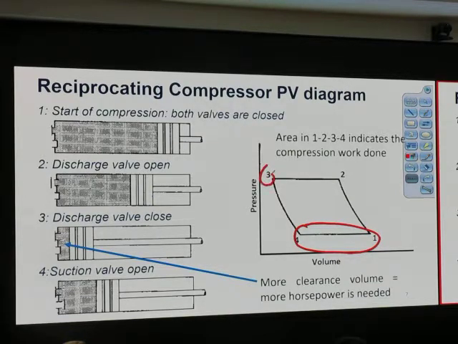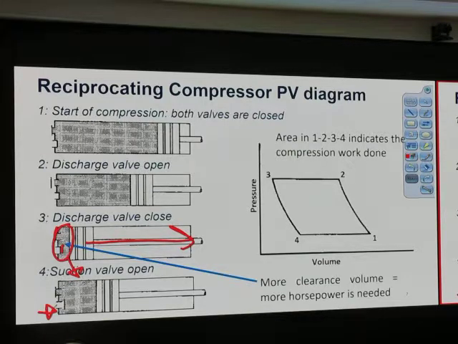From 3 to 4 is not sucking gas in. From 3 to 4 is just a decrease of pressure, expansion. So from 3 to 4, no gas is sucking in yet because the valve is closed. When we move the piston back, it allows this gas to expand and match the inlet pressure. We have to decrease the pressure first before we can suck anything in. If the pressure inside is high, it cannot suck low pressure gas in.